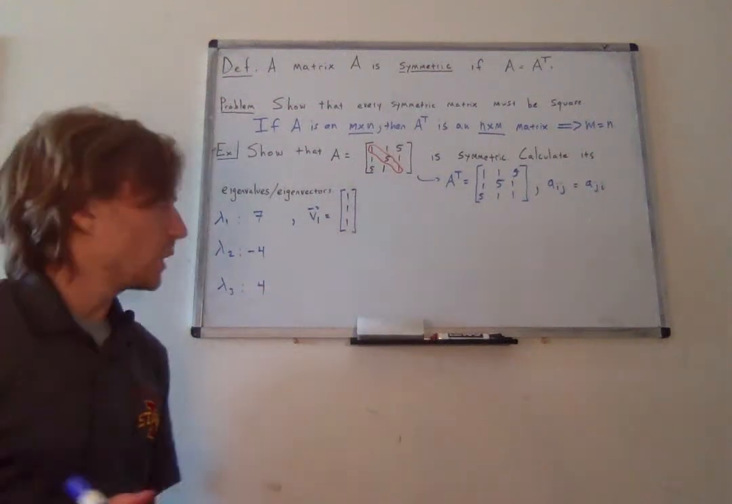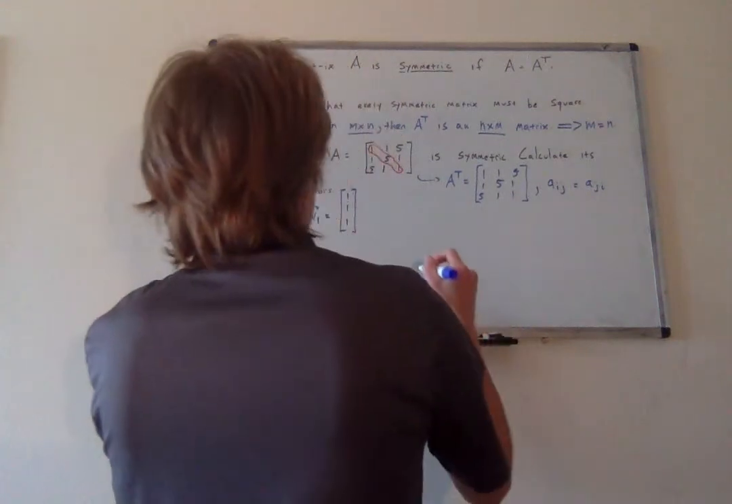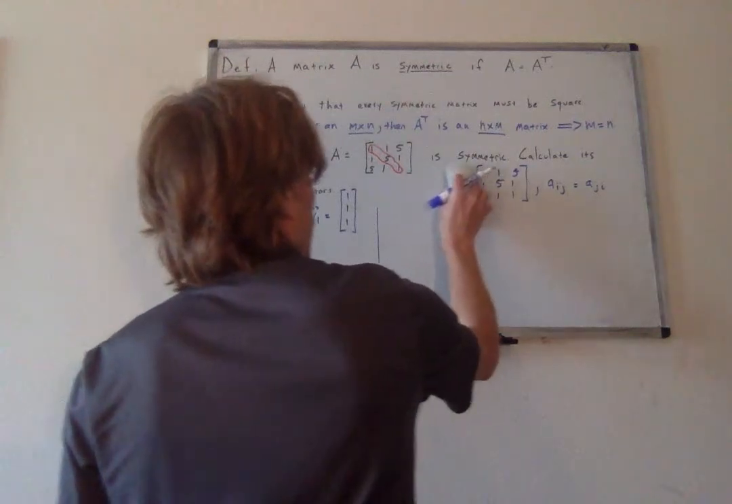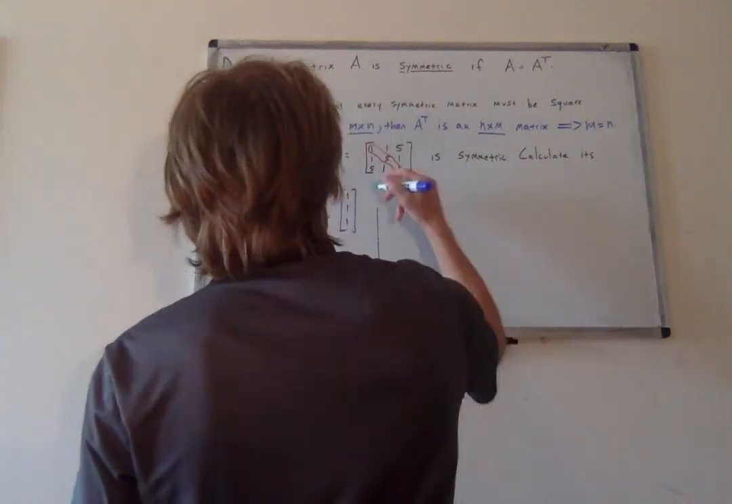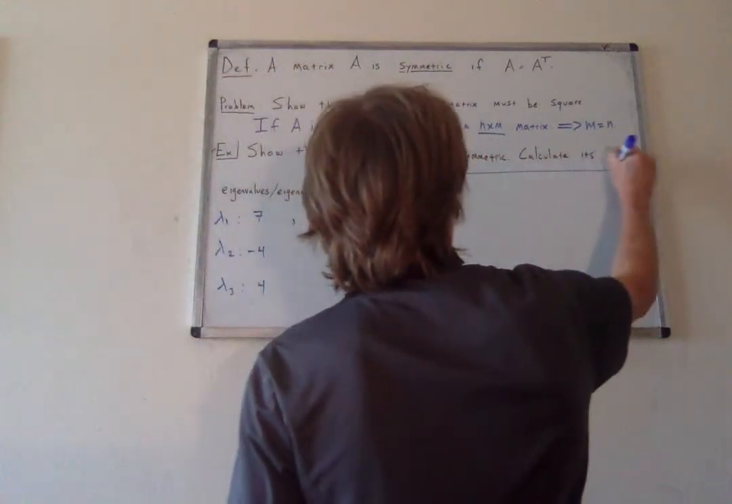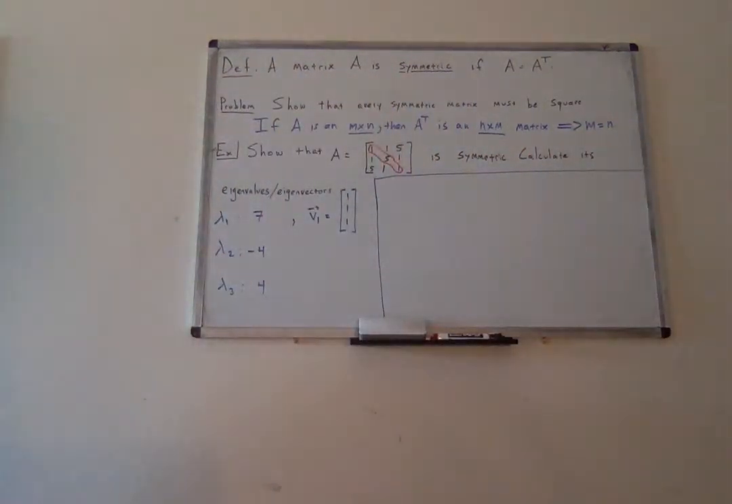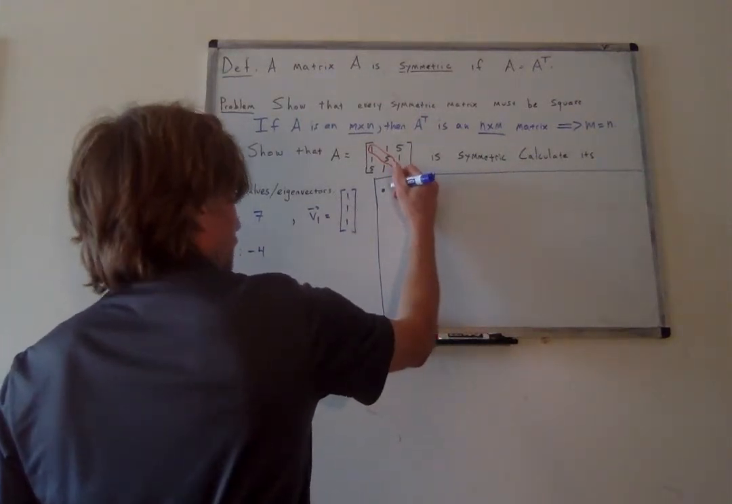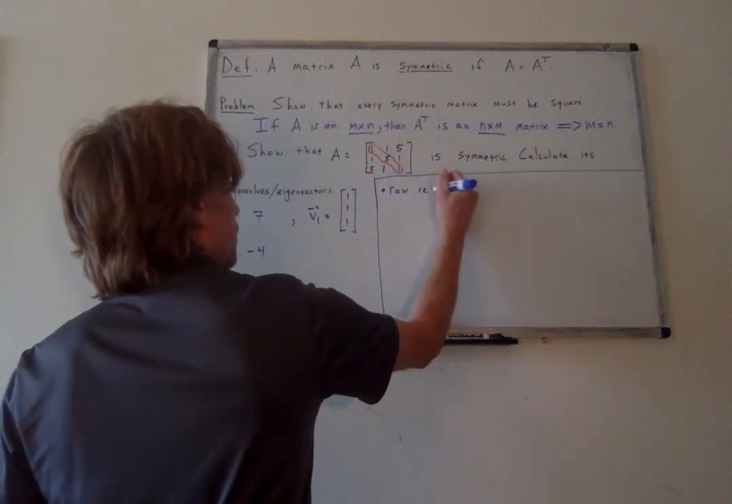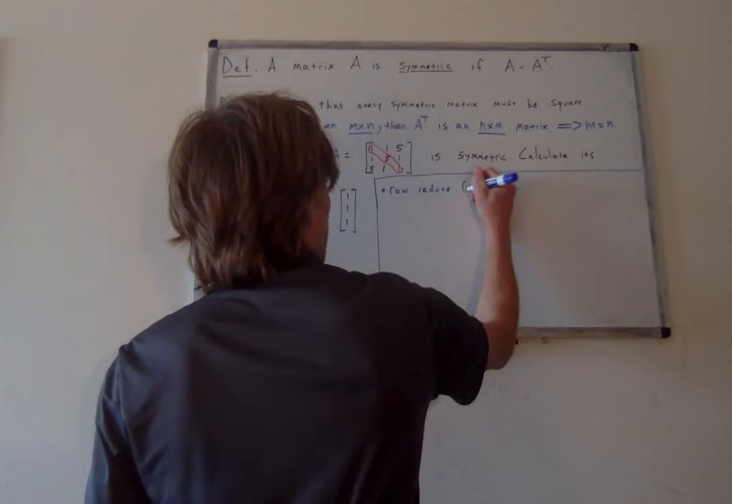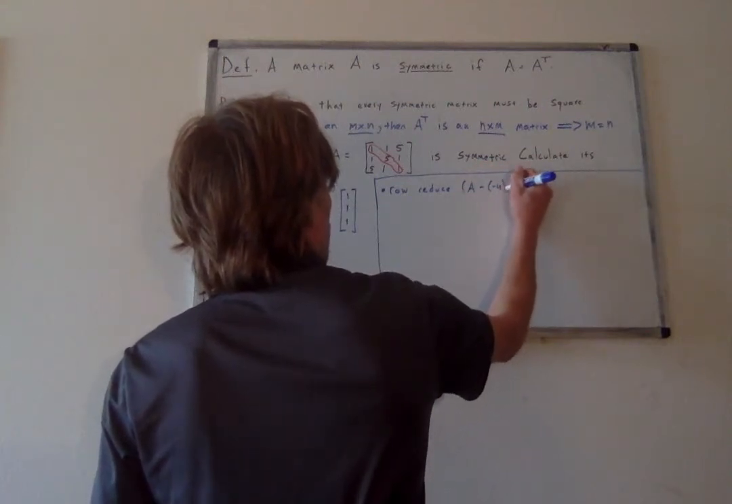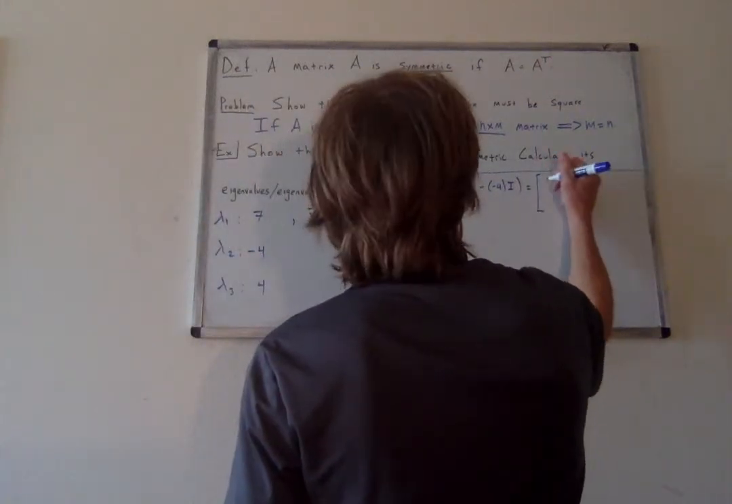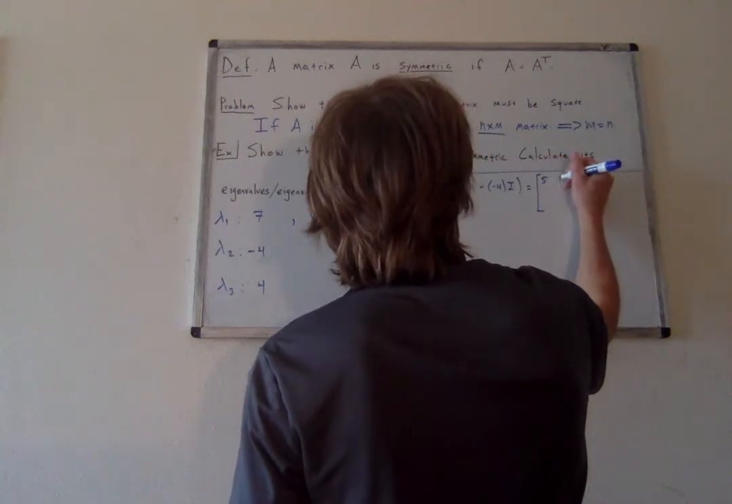For -4 and 4, unfortunately, we don't have tricks that we can use in that way, so I'm going to erase this for now just so we can have more room. For these two eigenvalues, we'll have to calculate the eigenvectors the normal way. So we want to row reduce the matrix A minus -4 times I, which is equal to the matrix where I subtract -4, or add 4, to all of the diagonal entries.